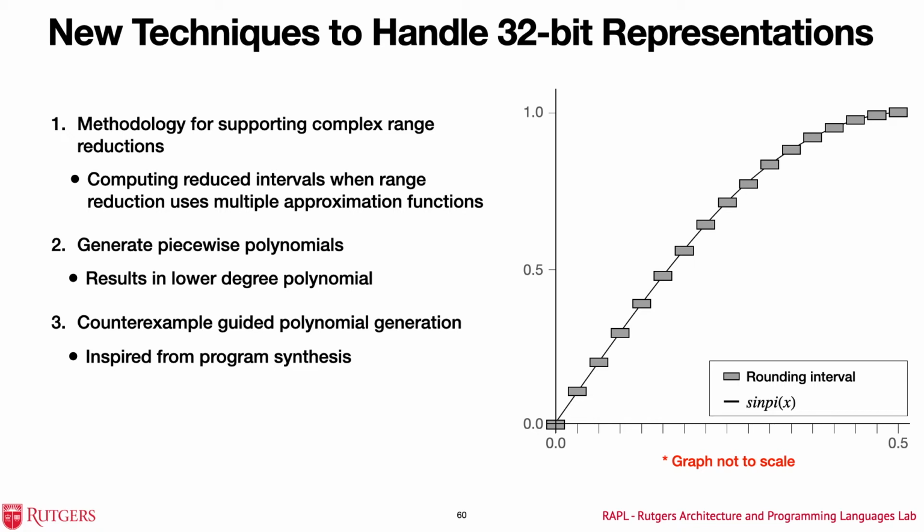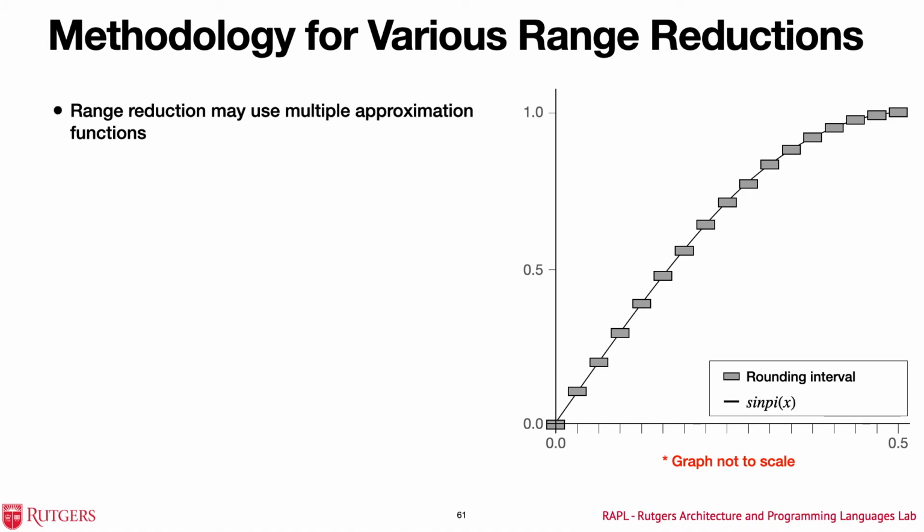Now let me go through each of these 3 techniques and briefly explain them with an example of generating an approximation function of sine pi of x for 32-bit float from inputs between 0 to 0.5, where we evaluate the approximation function with the higher precision double representation. First, because 32-bit representations have 4 billion inputs with wide dynamic range, we want to use complex range reductions to significantly reduce the input domain. But these range reductions may use multiple approximation functions, which makes computing the reduced intervals difficult.